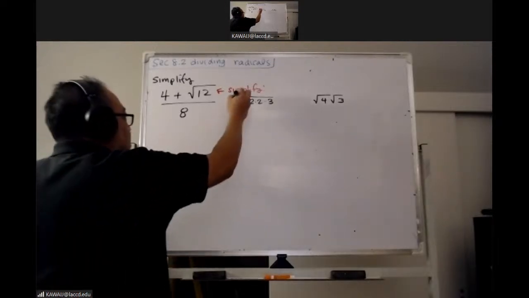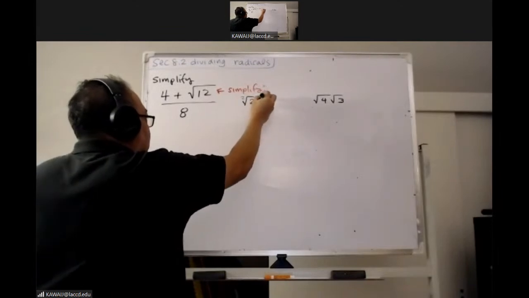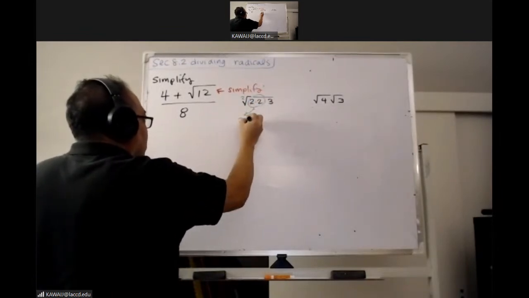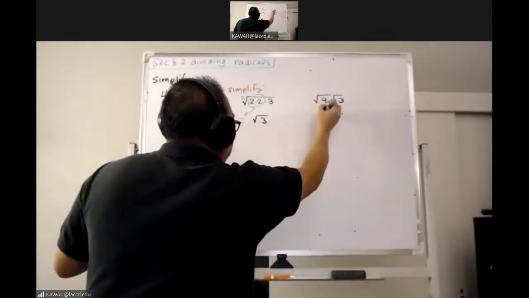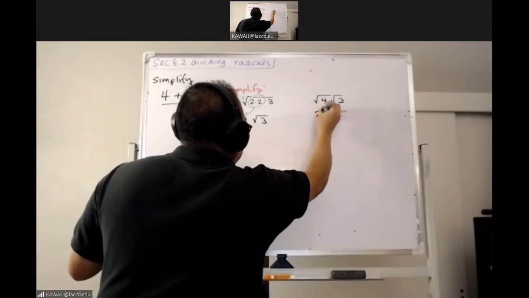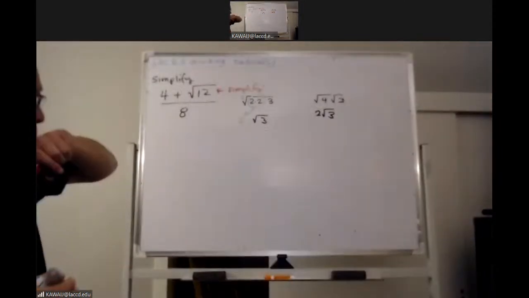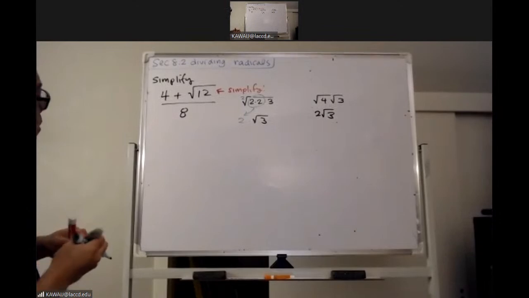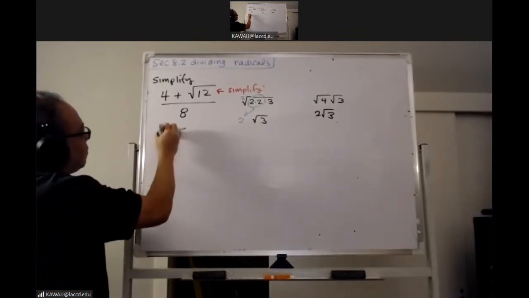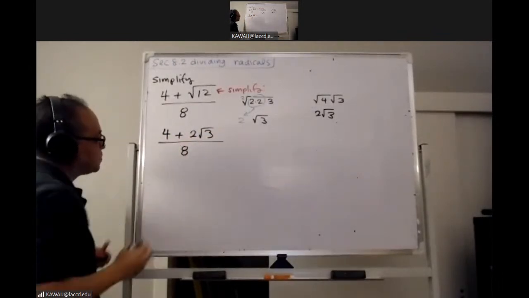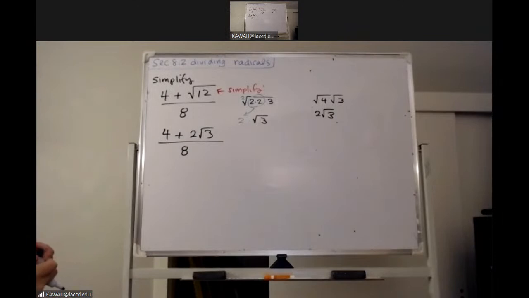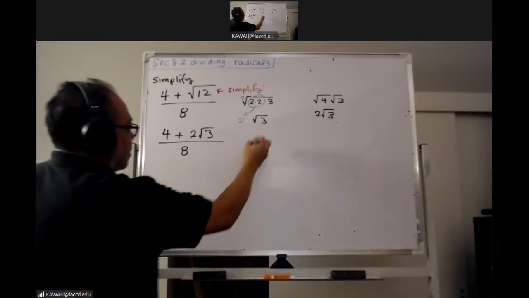So my index is equal to 2, and I can either pull that out, or I can look at this and say the square root of 4 is 2. So now we get to a situation where we get 4 plus 2 square root of 3 divided by 8. Okay. Now there's sort of two ways of attacking this problem. So I'm going to put a big or here.